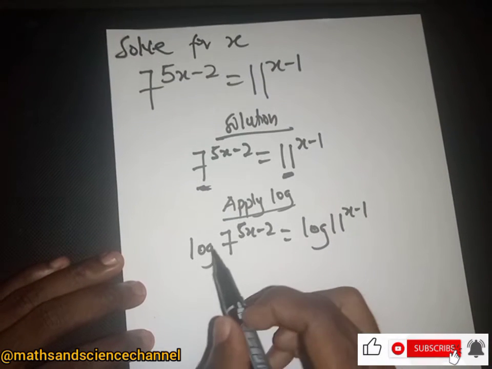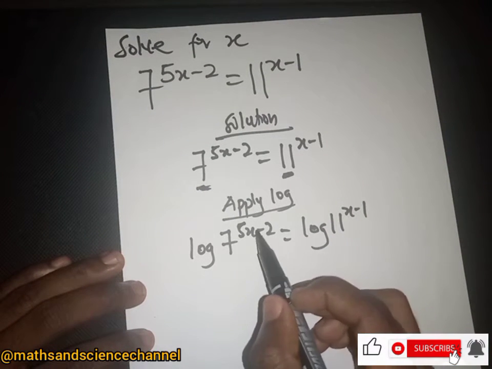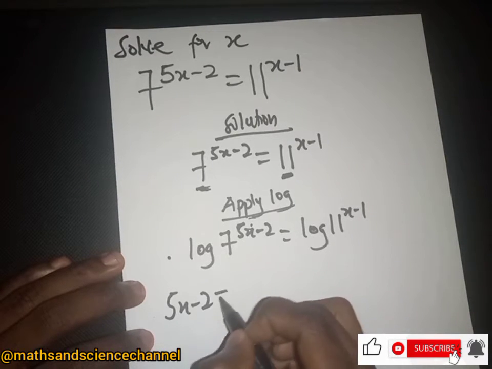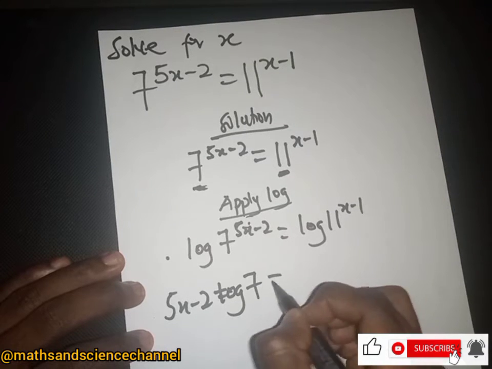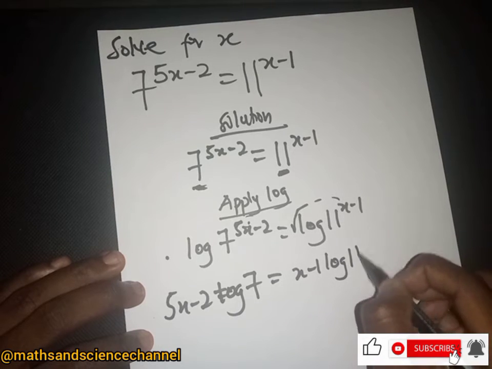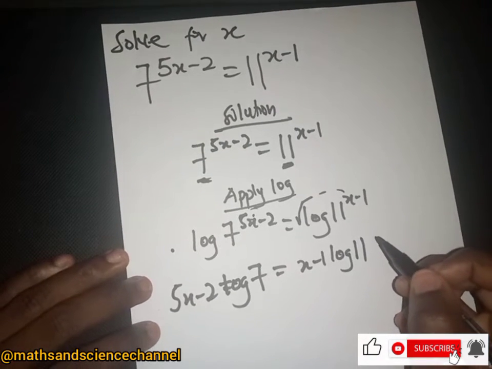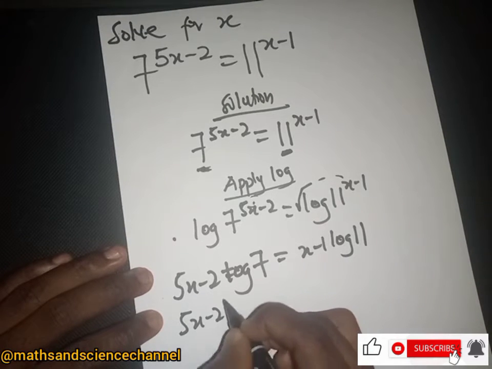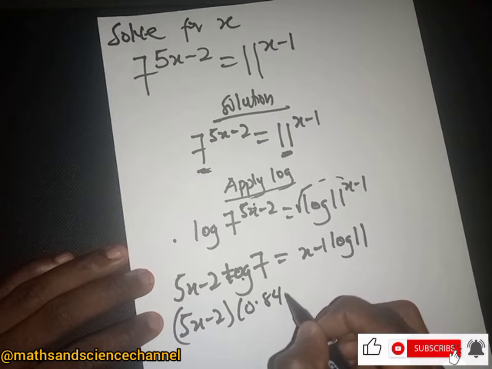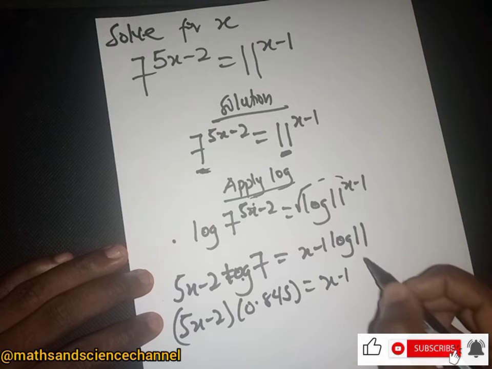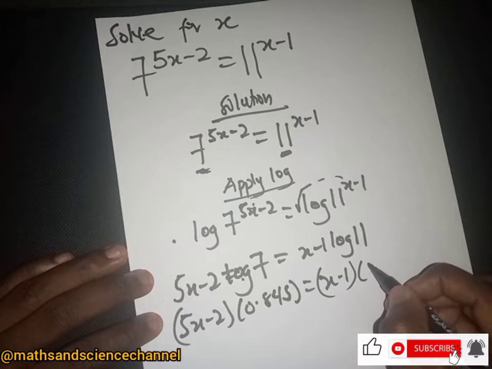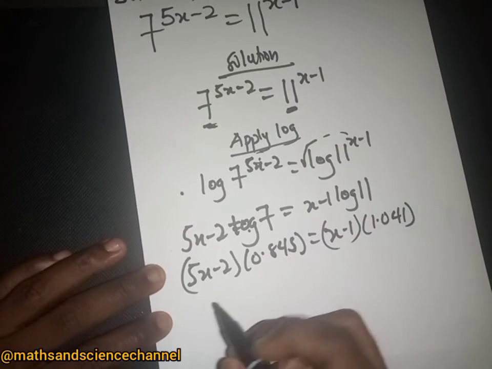Now one property of log is that if you have an exponent, this exponent drops in front. So we drop it down here, then we have log 7 left, and also we drop this here, we have (x - 1) and log 11. So what we are going to do next is that since we have 5x - 2 here, log 7 is just 0.845, and also log 11 here is just 1.041.